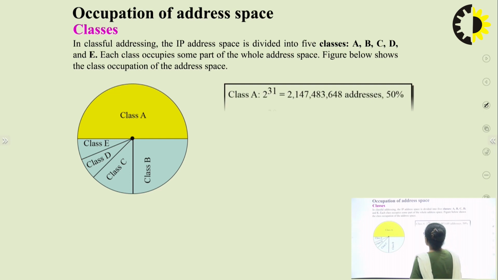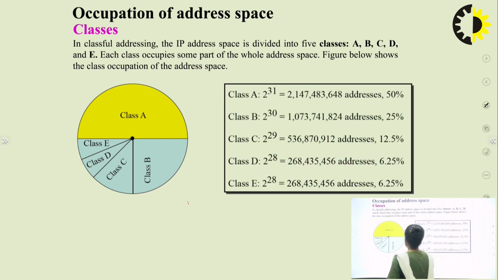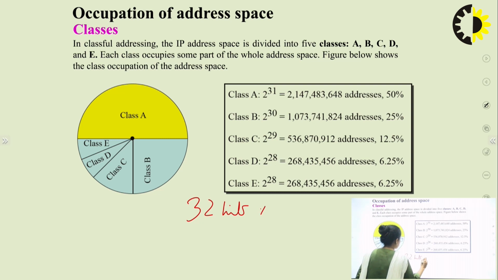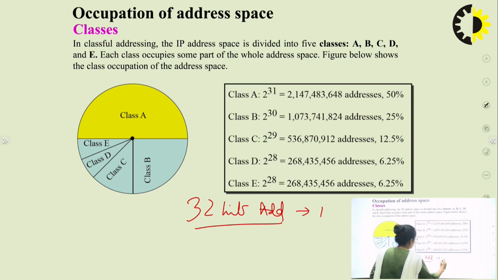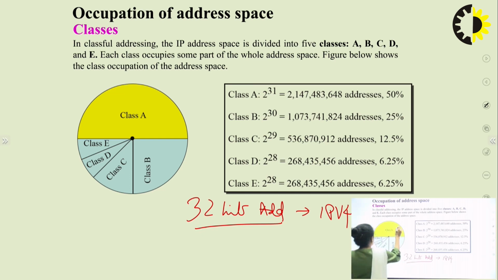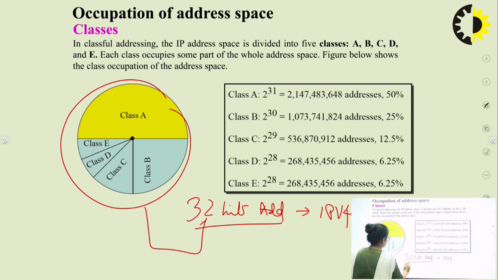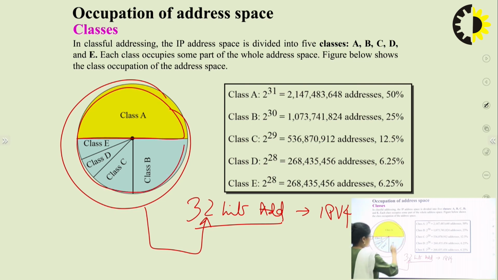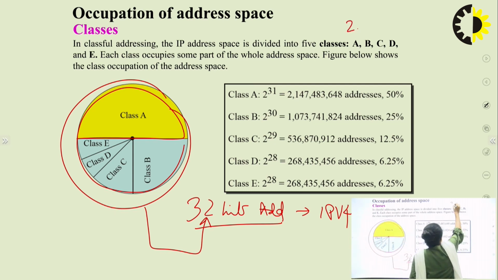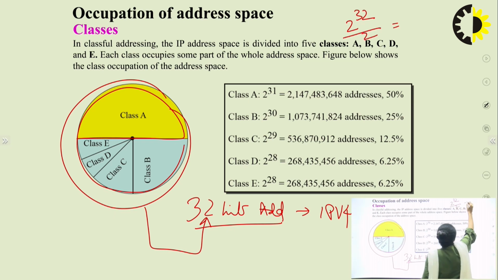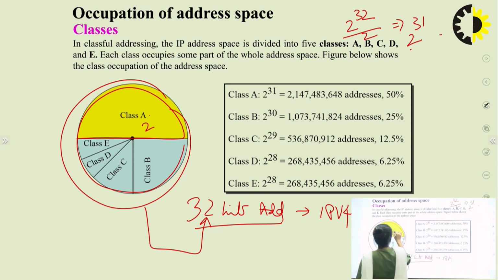As I told you, we have a 32-bit address for IP in the case of IPv4, and this entire circle is used to represent this 32-bit address. What we are doing is dividing this entire 32-bit address into 2 parts. If the total range is 2 to the power 32 and you divide it into 2 parts, you have 2 to the power 31 in one part, and the other part will also be 2 to the power 31.